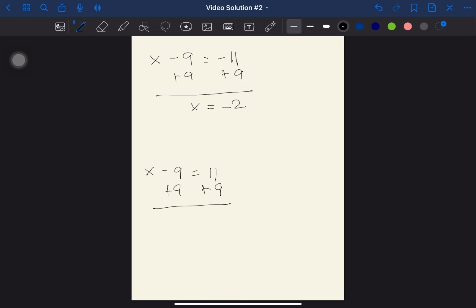So we have x minus 9 equals negative 11, and x minus 9 is equal to 11. So now we can start with this top equation here. We would add 9 to both sides, and we get x is equal to -2. Now for our second equation, we would also add 9 to both sides, and we get x is equal to 20. So for this problem, we have two solutions, which are 20 and -2.